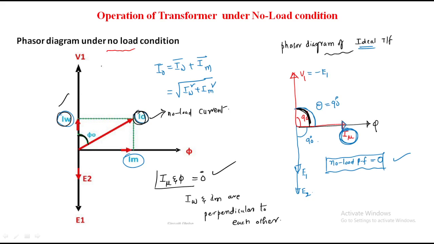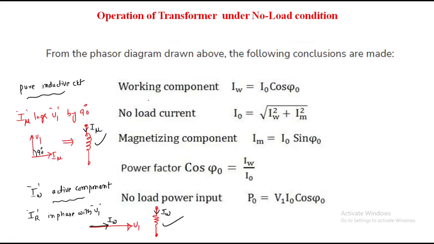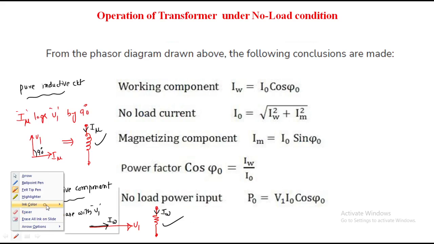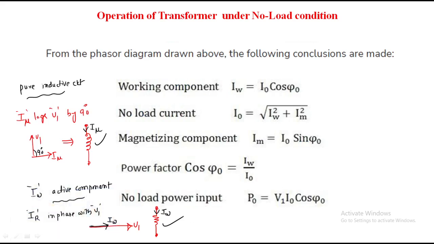And this is the phase angle between voltage and current. This is the phasor diagram of a practical transformer under no load condition. This is the phasor diagram of an ideal transformer under no load condition, and this is the clear cut explanation for that. And these are the names for that. The working component of current is nothing but what? IW.